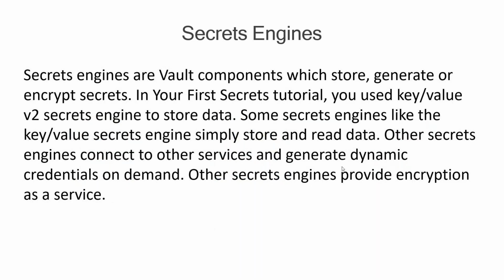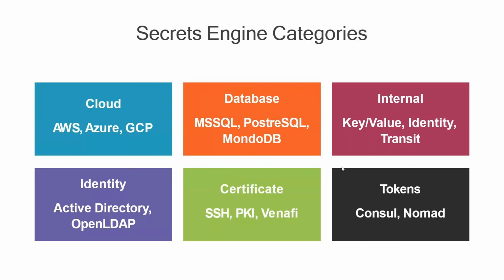In your first secret tutorial, you used the key and value v2 secret engine to store data. Right now we have not used it, but I'll show you. Some secret engines, like the key-value engine, simply store and read your data. In this demo, I'll use the internal key and value only, but you can enable any of the cloud, database, certificate based, token based, and many more.